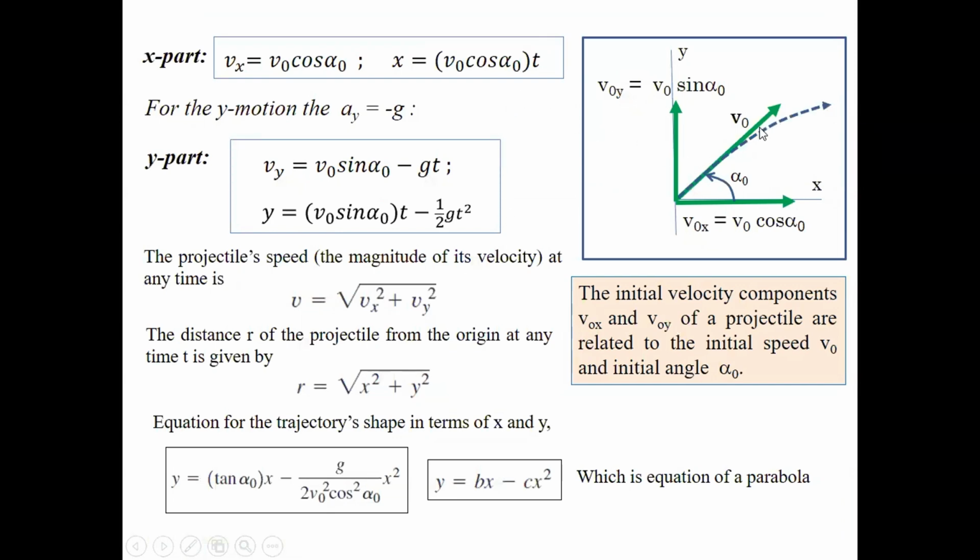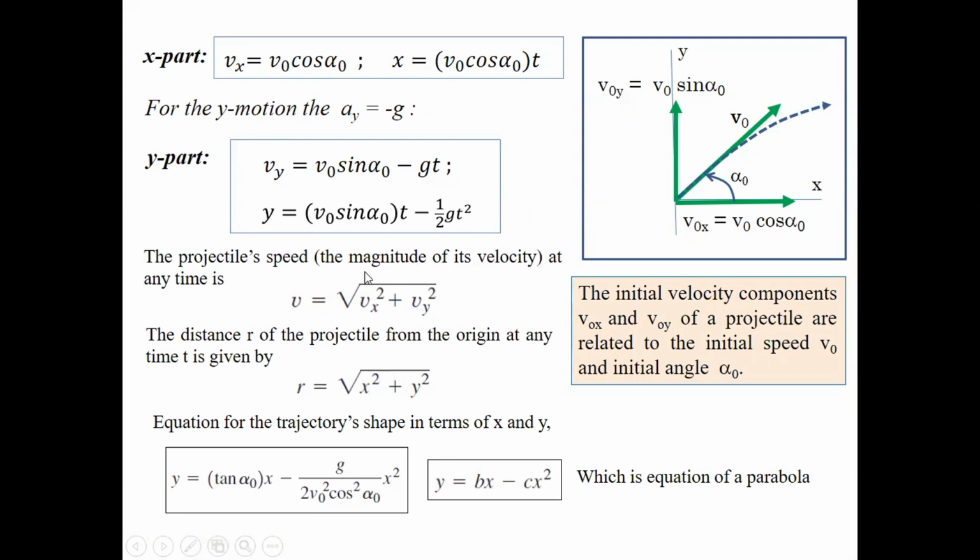If we decompose the initial velocity into two parts, the first on the x-axis, the horizontal part, v naught x is v naught times cos of alpha naught, and the vertical part is v naught times sine of alpha naught. Upon substitution, we can get the velocity along the y direction and the y values as a function of time as shown here. V naught sine of alpha naught comes as a result of this vertical component.